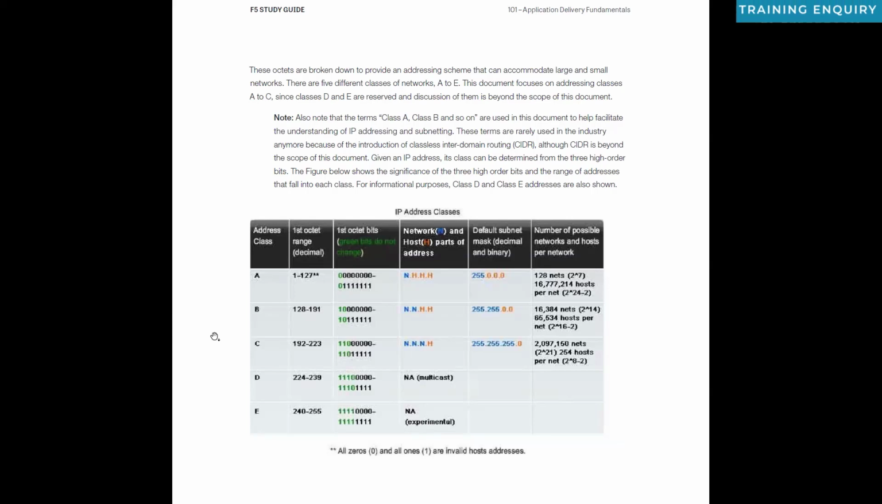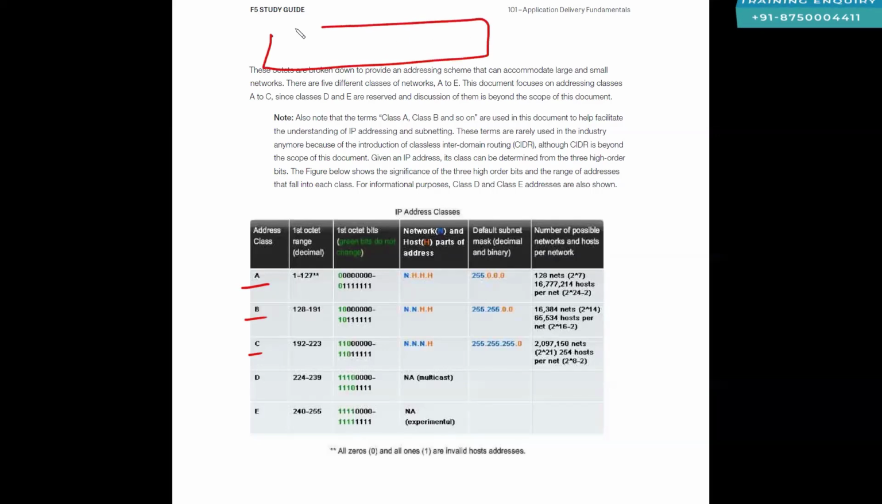However, before you go for the private and public, once again, just look at the classes we have: class A, B, and C, which we can utilize. In IPv4, you get 4 octets, or 4 blocks. The range of each block is between 0 to 255, so the value of each block can be in decimals between 0 to 255 only.